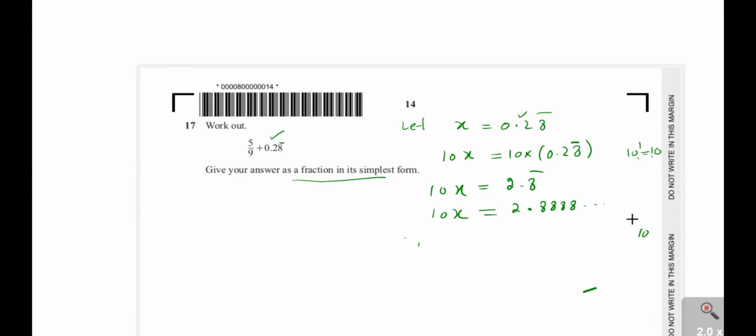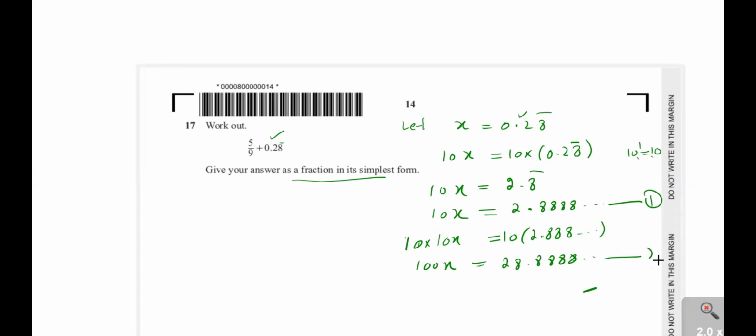Number of repeating digits 1. We will multiply this equation by 10 again. Therefore, we'll multiply by 10 on both sides. 10 into 10x. This is 10 into 2.888..., and this value becomes 100x equal to 28.888..., and this is equation 1 and this is equation 2.